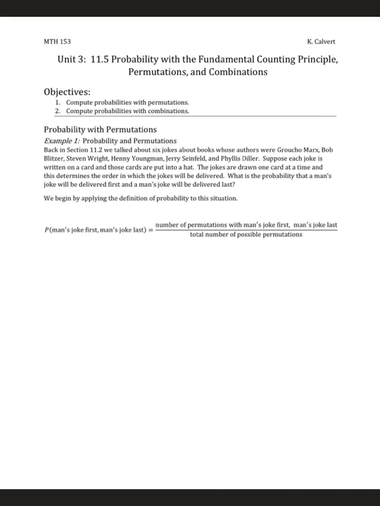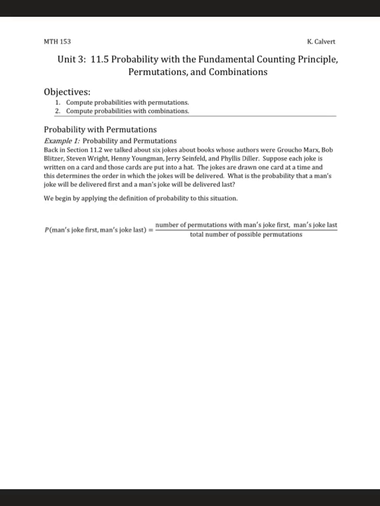So for the first one, we're going back from 11.2 to those 6 jokes about books that we talked about. We're saying if each joke is written on a card and put into a hat, then drawn one at a time, we want to look at how many different possibilities there are to pick the order of these jokes. So now we want to find the probability that a man's joke will be delivered first and a man's joke will be delivered last.